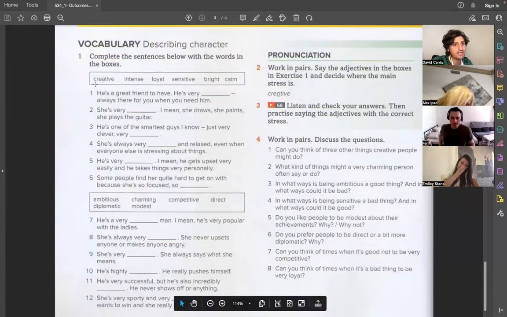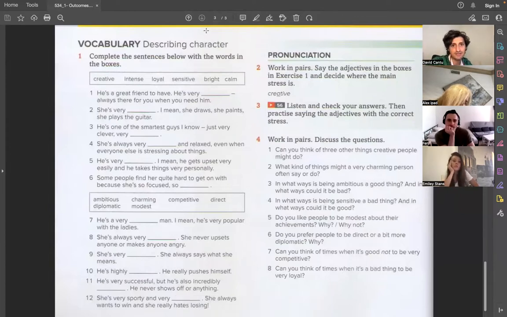So for example, Ara, can you do one? He's a great friend to have. He's very loyal, always there for you when you need him. Good. And since there's few people in the group today, we can do it together. So we don't have to check the answers later. We can just jump to the next one. Okay, Ferry? She's very bright or creative. Exactly. She's very creative.